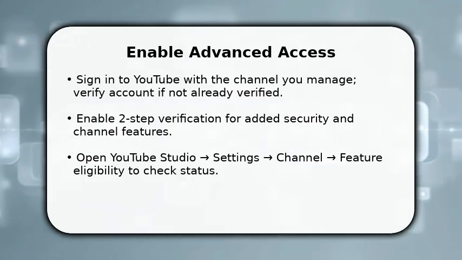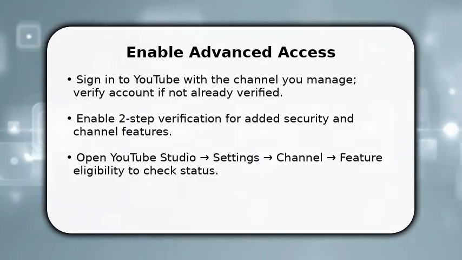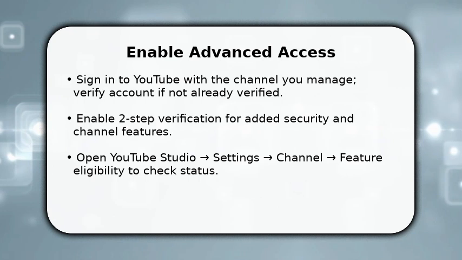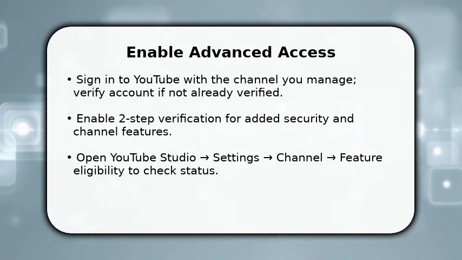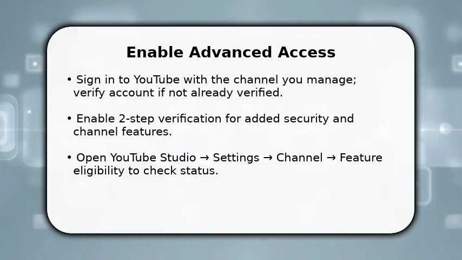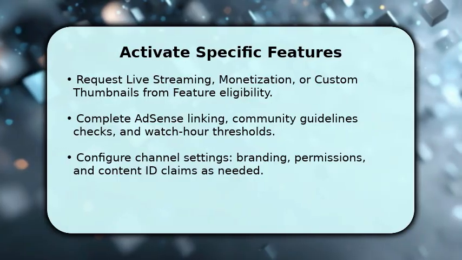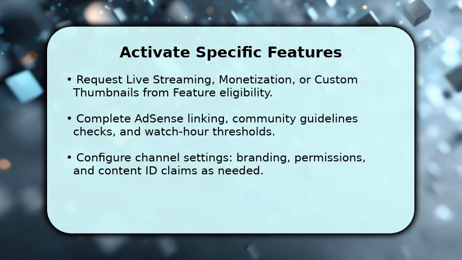This ensures you meet age, verification, and policy requirements before requesting features like live streaming or monetization. So make those checks now and fix any missing items. Now activate each advanced feature intentionally. Request live streaming or monetization from the Feature Eligibility panel and follow prompts.